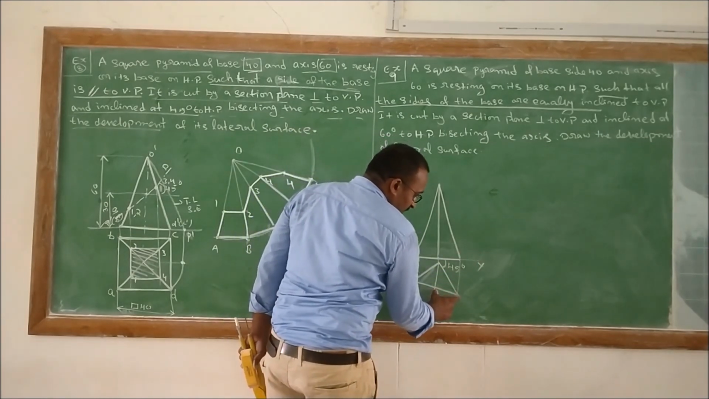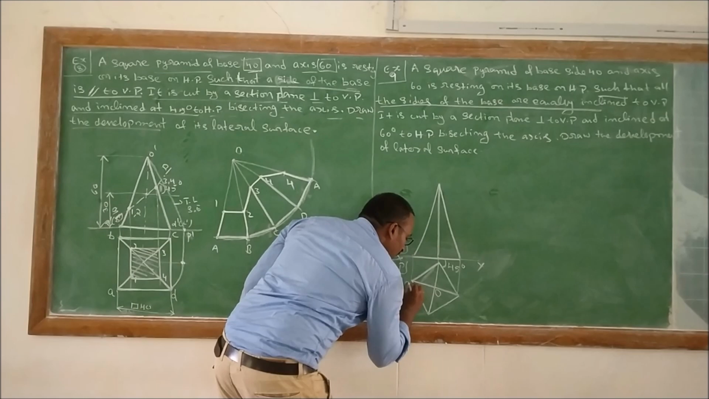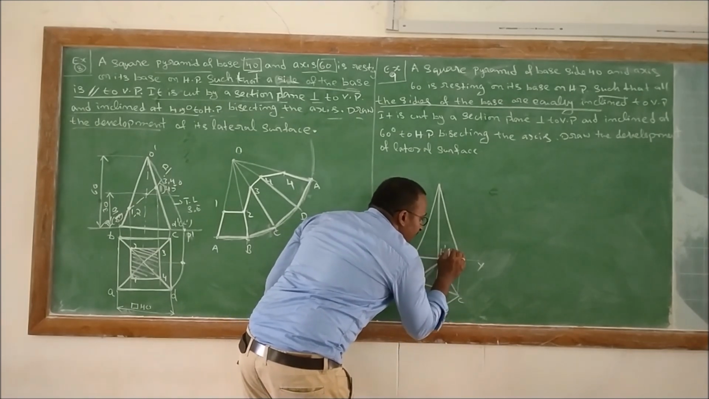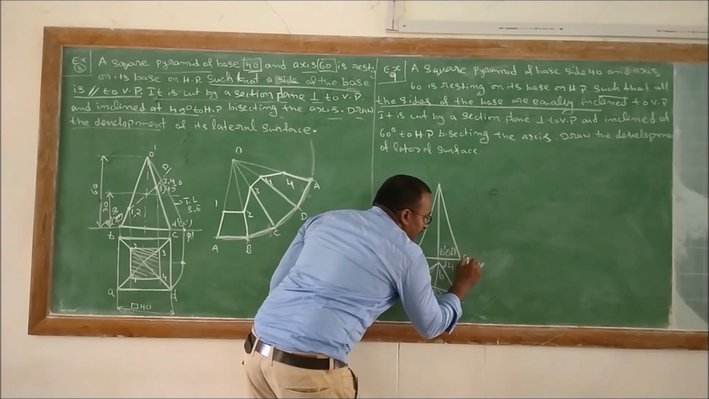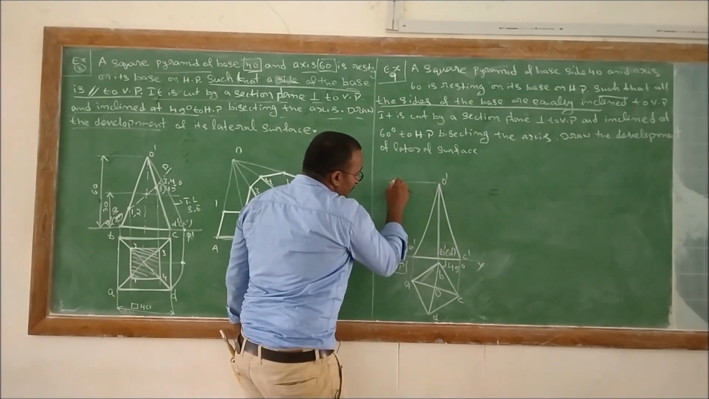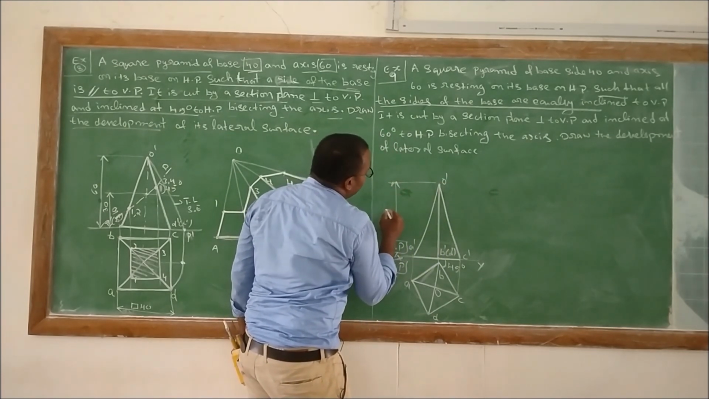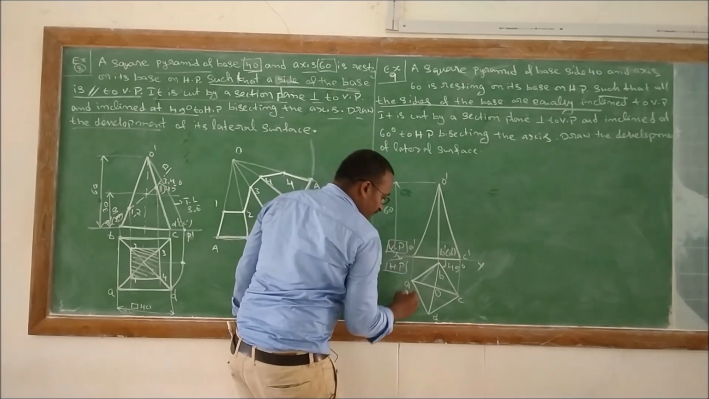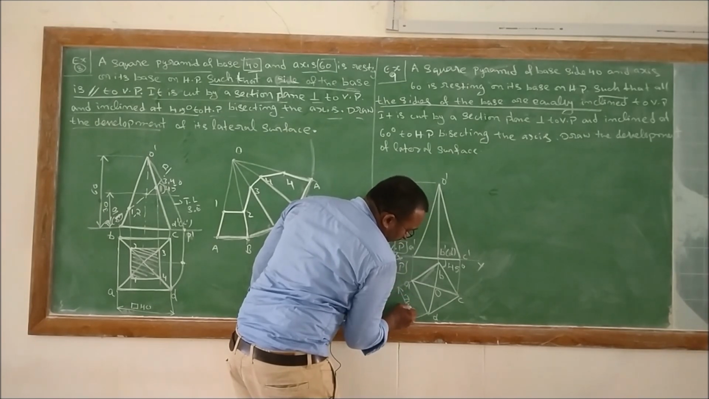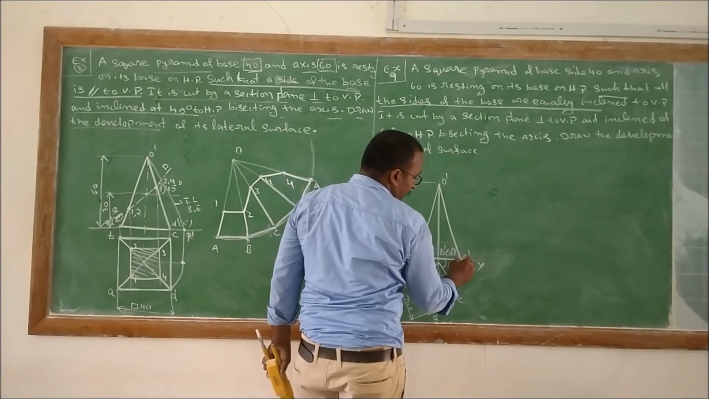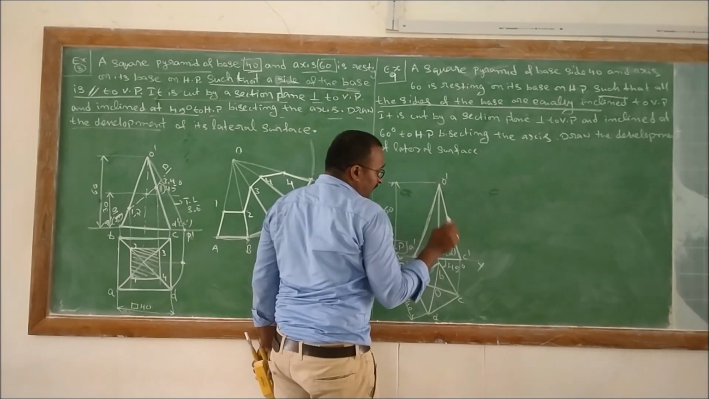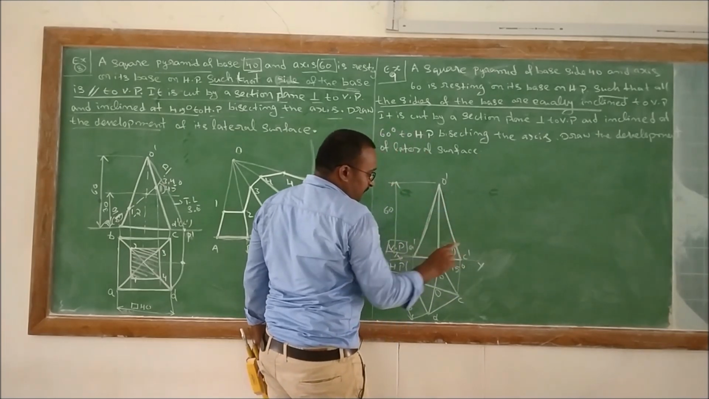So here we can observe O, A, B, C and D. Here it is B dash, D dash, then here it is C dash, A dash, O dash. Axis height is 60 mm, and the base side is a square of 40. Then we need to develop this particular surface.